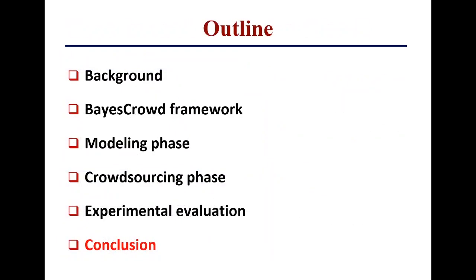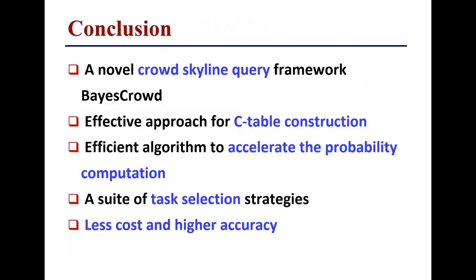We conclude the presentation. To summarize, we propose a novel cross-Skyline query framework, BayesCrowd, and develop methods to implement it. Specifically, we present an effective approach for C-table construction and an efficient algorithm to accelerate the probability computation. We also propose a suite of task selection strategies. Extensive experiments show the superiority of BayesCrowd, which can achieve higher accuracy with less cost.